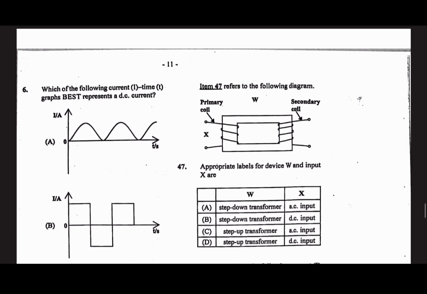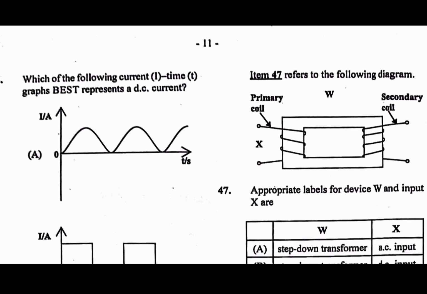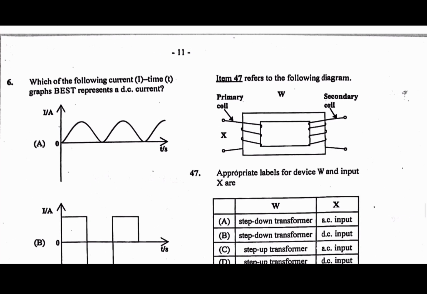46. Which of the following current time graphs best represents a DC current? Now, a DC current stands for direct current, and basically what that means is the direction of the current never changes. So if it's positive, it always remains positive. If it's negative, it always remains negative. So the answer for this is actually A.